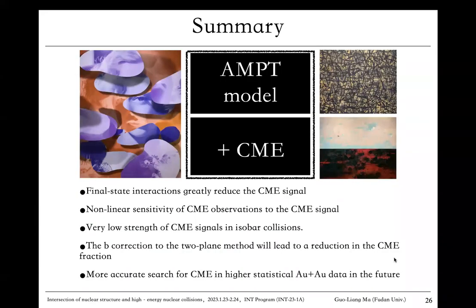So this is a summary. With AMPT plus CME, we got several messages. The final state interaction greatly reduces the CME signal. We found a nonlinear sensitivity of the CME observable to the CME signals. And we confirmed a very low strength of the CME signals in isobar collisions.